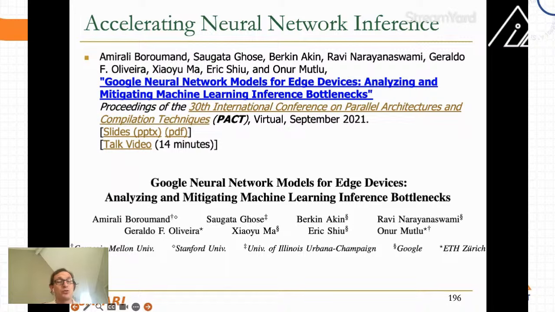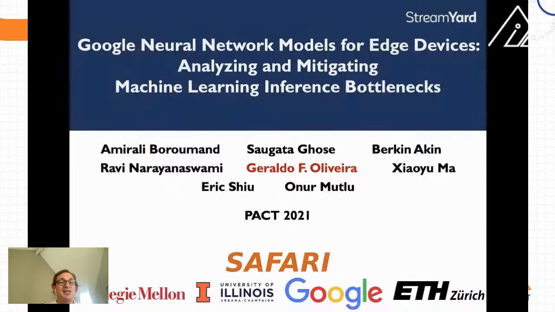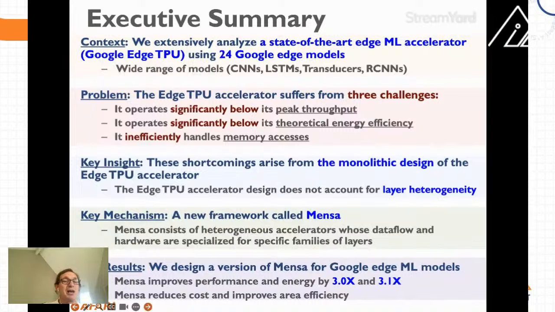But we also did this work with Google. Our idea was to identify neural network models and identify the bottlenecks in these models and then accelerate them. So essentially, we analyzed 24 edge models on an Edge TPU, edge machine learning accelerators that are proprietary to Google. And we identified that these compute-centric accelerators, this processor-centric accelerator, is actually limited by memory. It operates at low throughput and low energy efficiency because it doesn't handle memory access well. And we found out that this is because you don't have a data-centric accelerator.